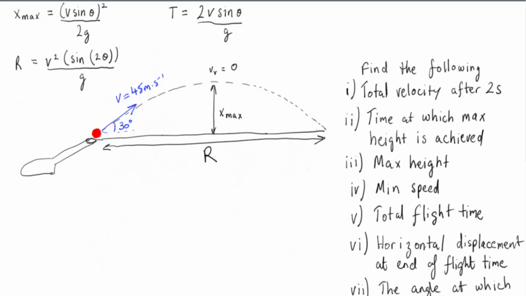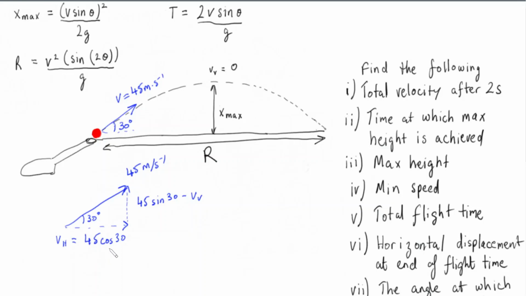We can begin by breaking up this velocity into its two components, its vertical and its horizontal component. So I can go ahead and draw that as v, which is acting at 30 degrees to the horizontal meters per second, and I've got its vertical component, which is going to be 45 sine 30, and I've got its horizontal component, which is going to be 45 cosine 30, and I'll label these as VV for vertical velocity component and VH for horizontal velocity component.